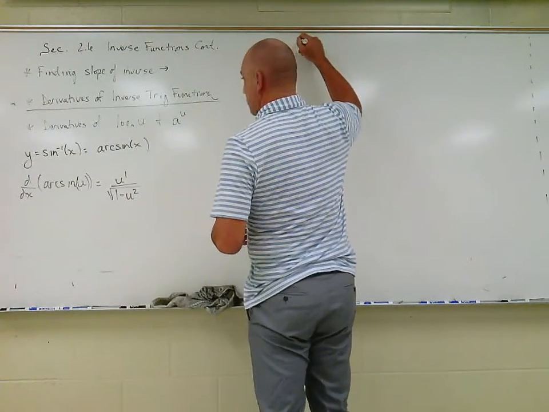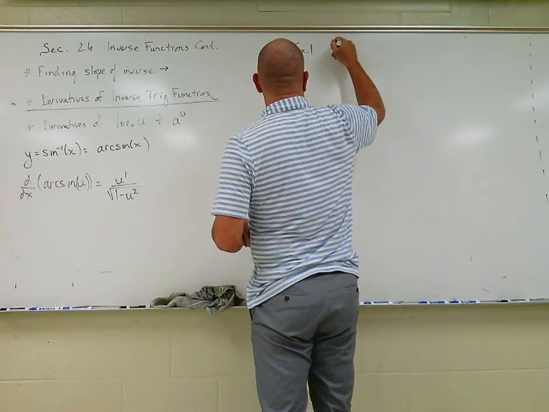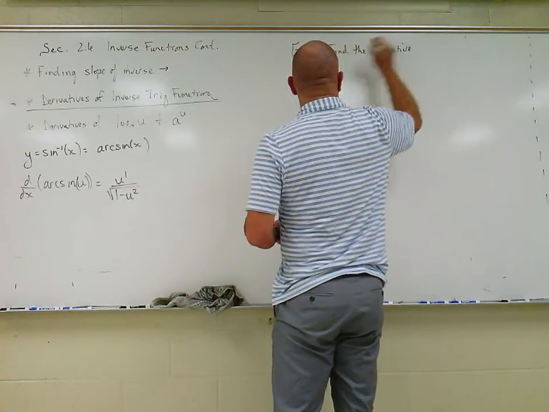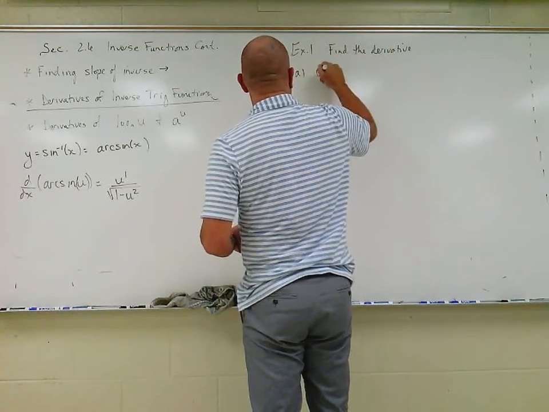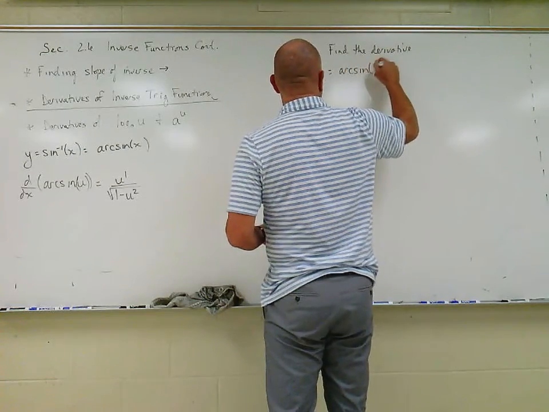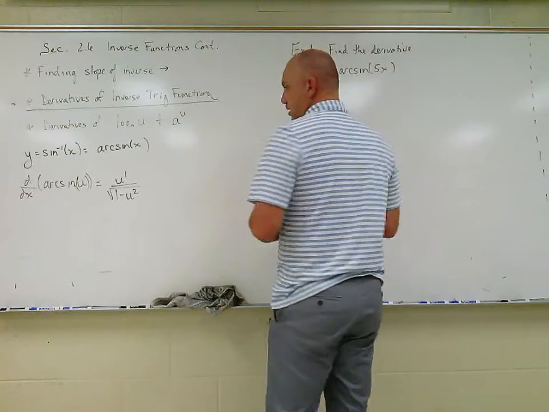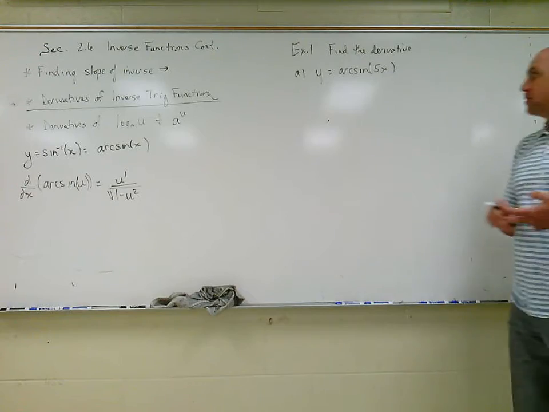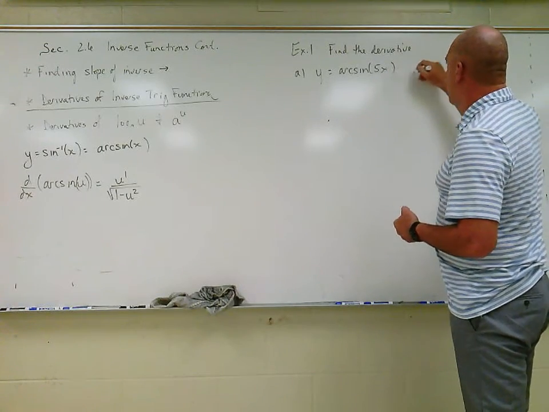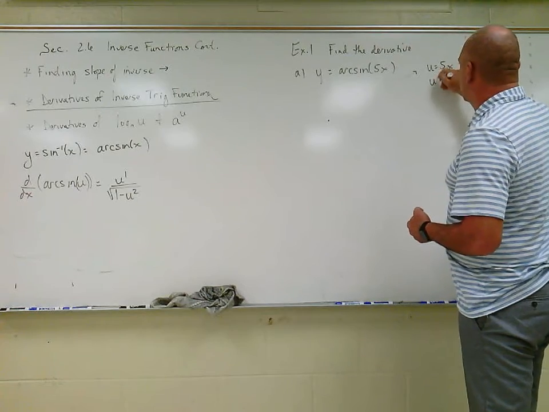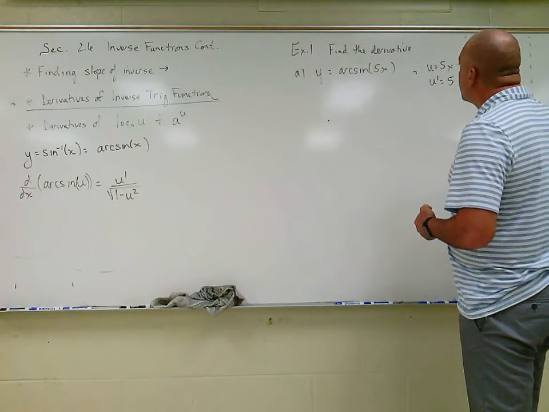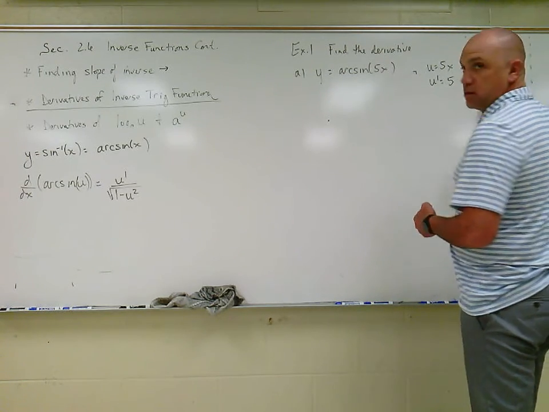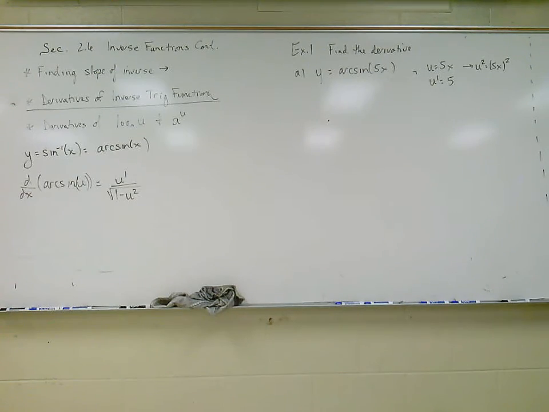So if I was going to do example one on this lesson, again, find the derivative. If I was being asked how to work it, let's say I have arc sine of 5x. Really, it's just a plug and crank. I need to find two things, u prime and u squared. So I'm just going to go to the side and name my u. U is 5x, so my u prime is going to be 5. And if u is 5x, then u squared is 5x quantity squared. And then it's just about subbing into the formula.